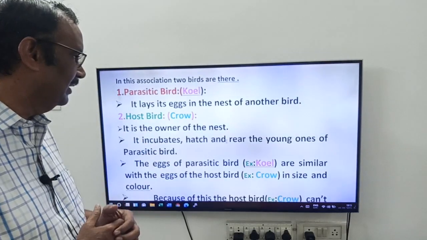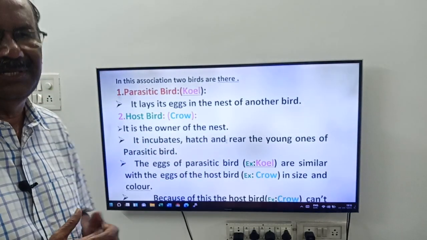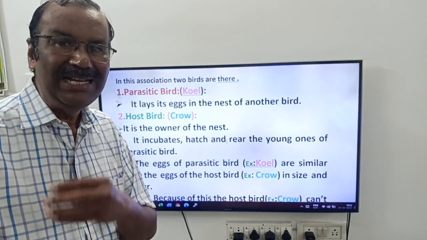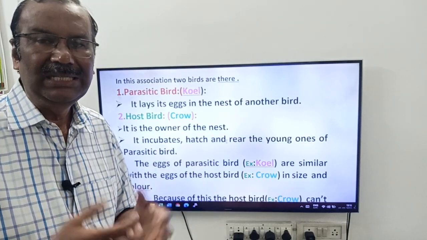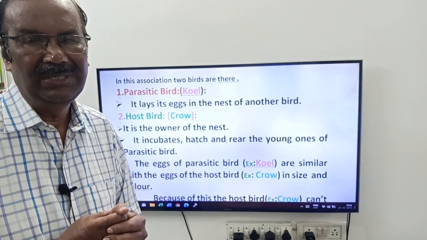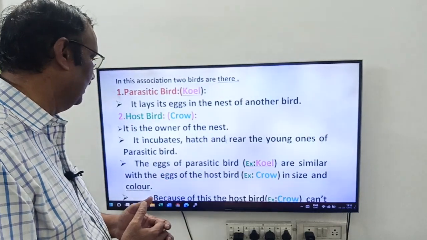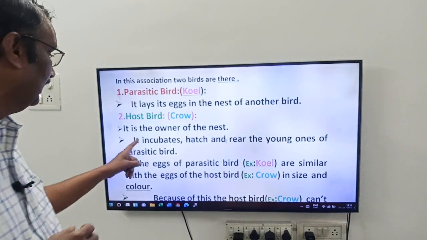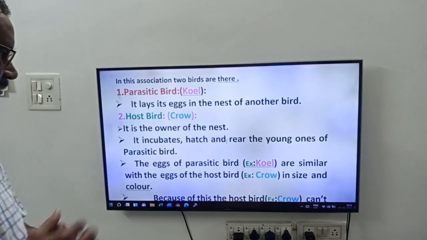It incubates, hatches, and rears the young ones of the parasitic bird. See, when the parasitic bird, the quail, lays its eggs in the nest of the crow, this crow hatches and rears the eggs of the quail, friends. So it incubates, hatches, and rears the young ones of the parasitic bird.